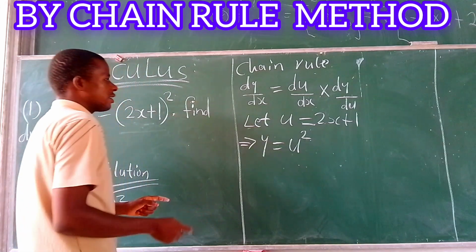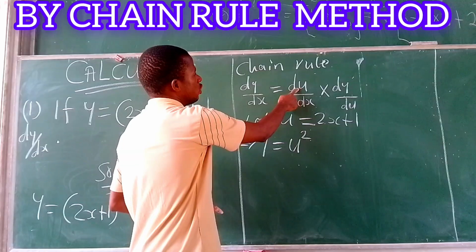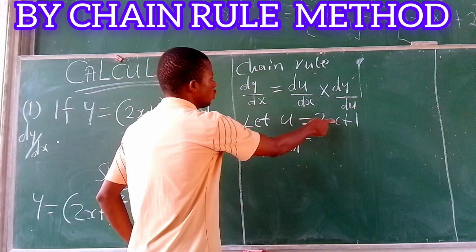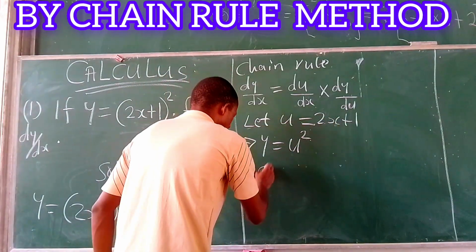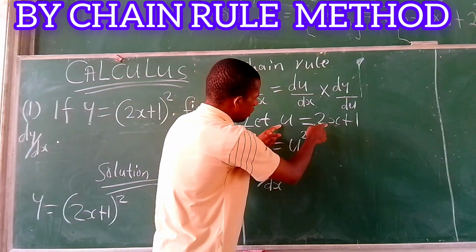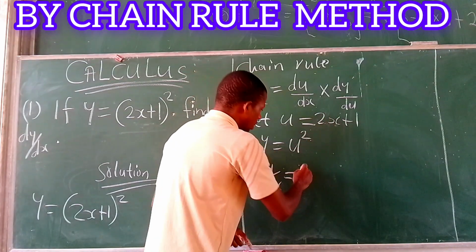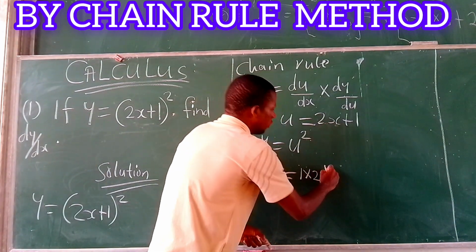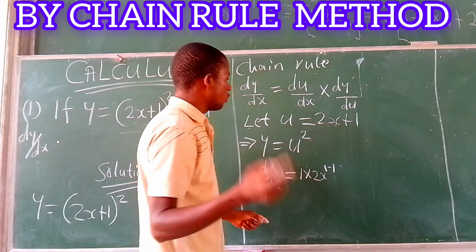Now let's find du over dx. You know that our u is 2x plus 1, so for us to find du over dx, we are deriving the function u with respect to x. So du over dx is equal to what? If you derive this term, 2x, there is just an invisible 1 as the coefficient, 1 times 2x gives us 2x. And since it's just an invisible 1, we subtract 1 from the power based on the power rule that I told us in our previous video.